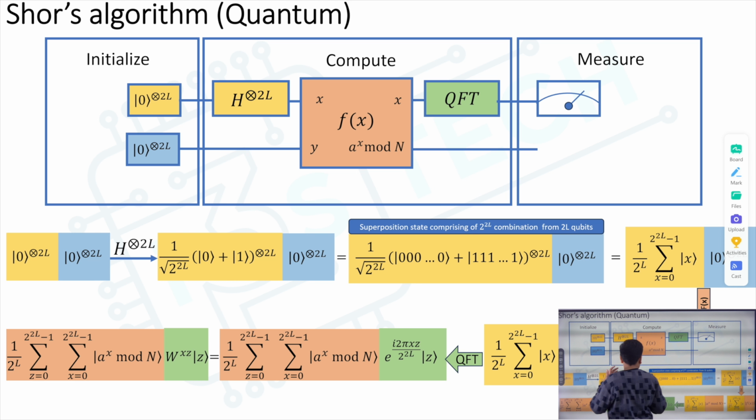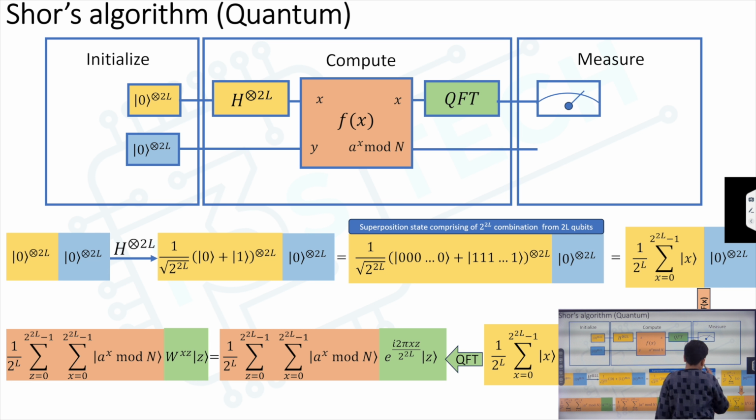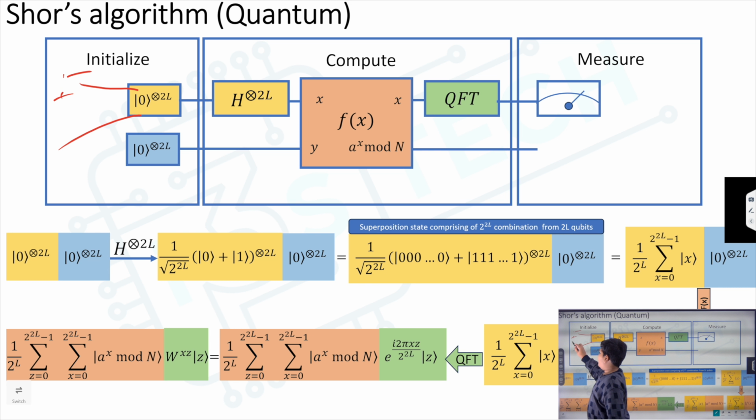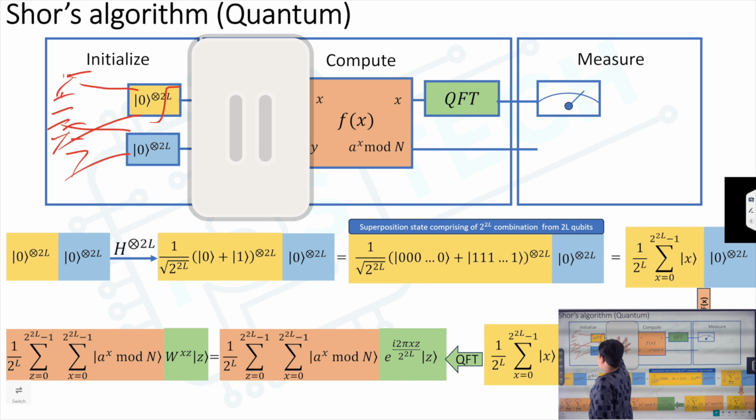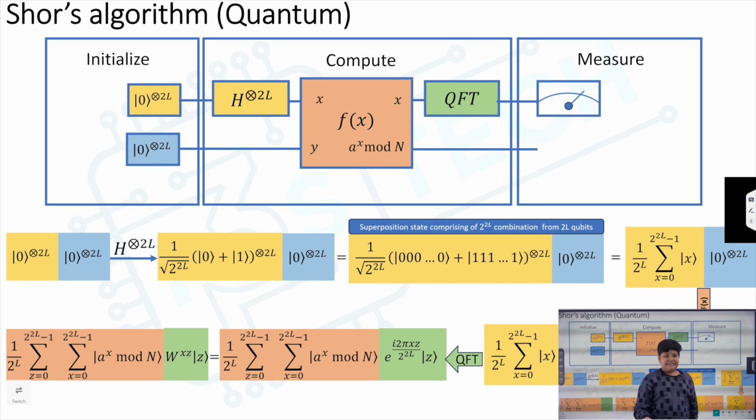Okay, now let's get into ours. Oh, let's get not into RSA, let's get into Shor's. So here we have one register. It's basically 2L qubits in this. So this is made up of 2L qubits, and this is also made of 2L qubits. It's a different 2L, it's a different set, but both of these contain 2L number of qubits inside.